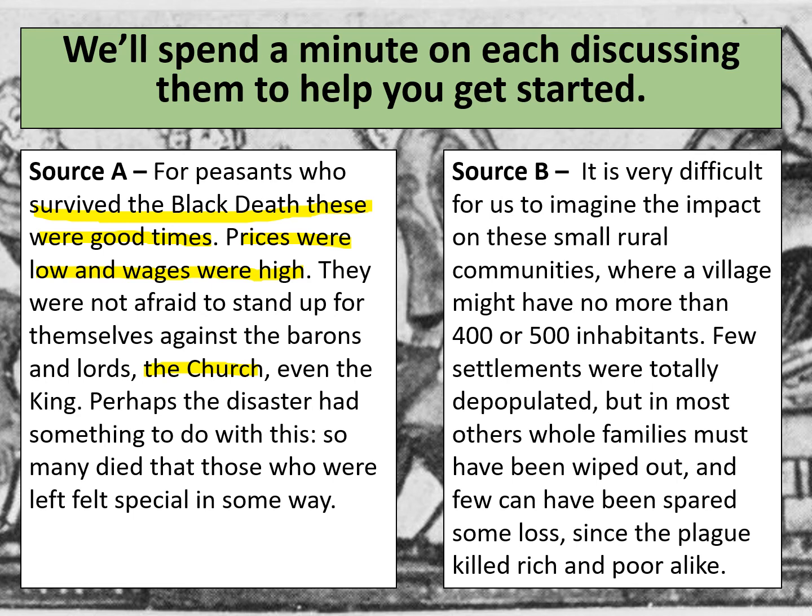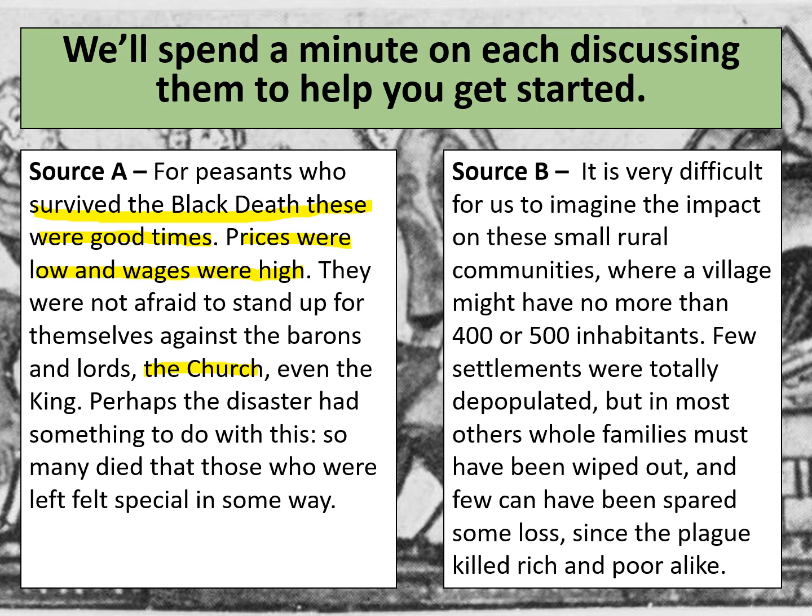Let's move on to source B then. It is very difficult for us to imagine the impact on these small rural communities where a village might have had no more than 400 or 500 inhabitants. Few settlements were totally depopulated, but in most others, whole families must have been wiped out, and few can have been spared some loss, since the plague killed the rich and the poor alike.